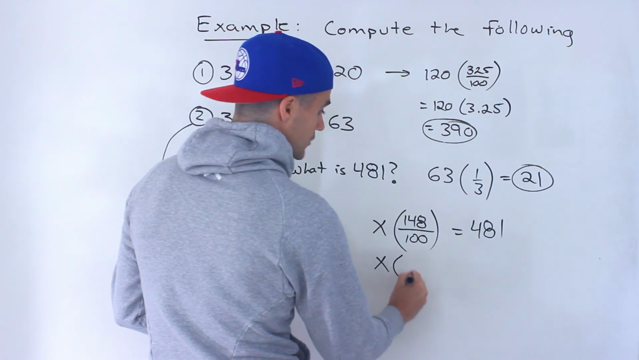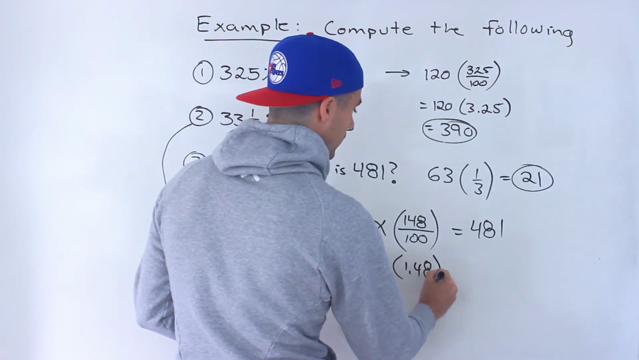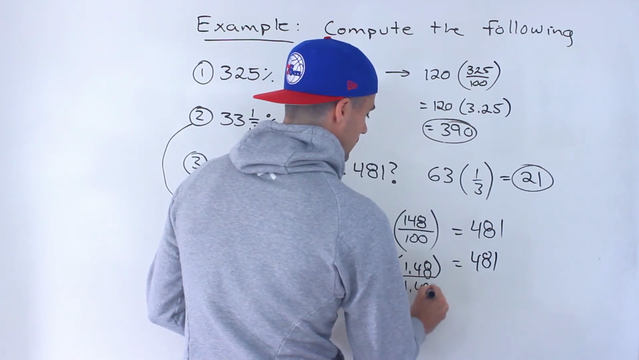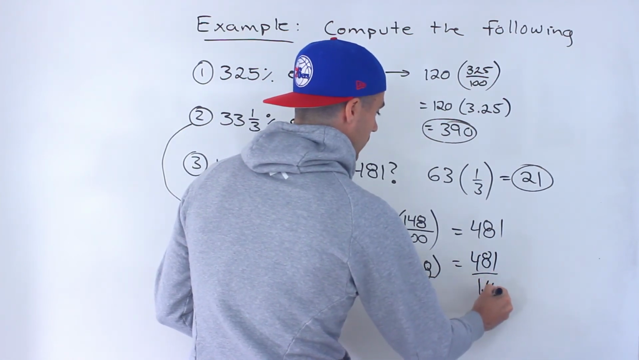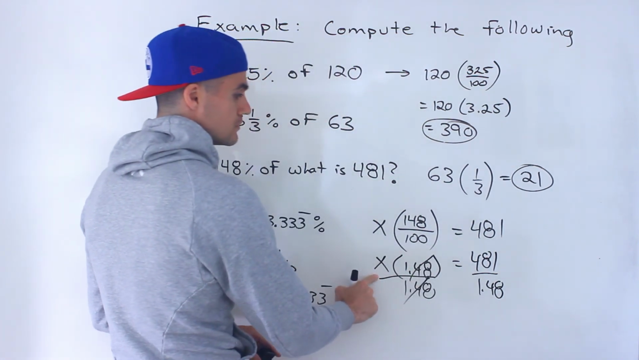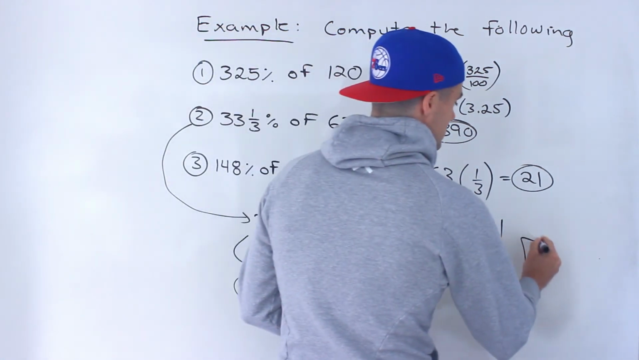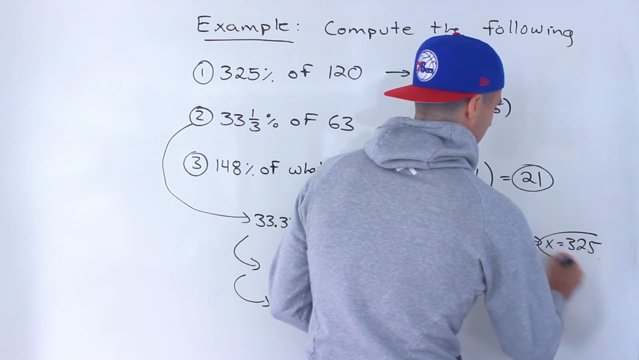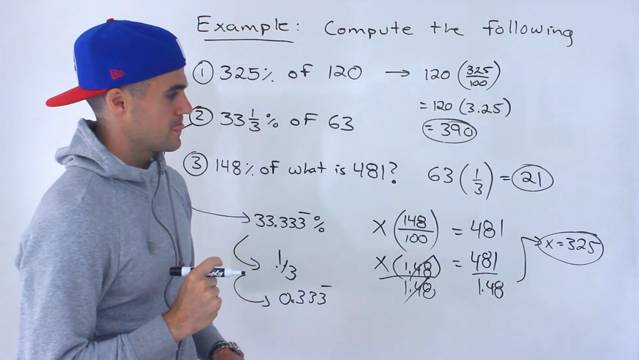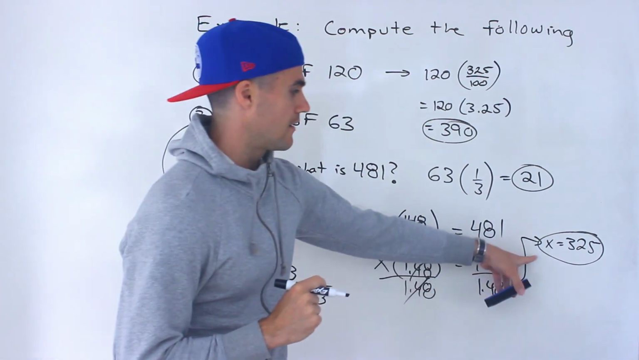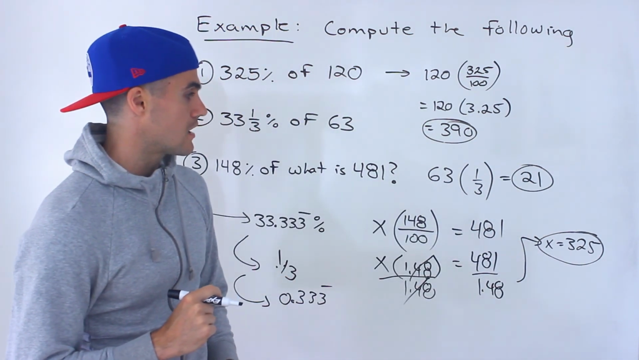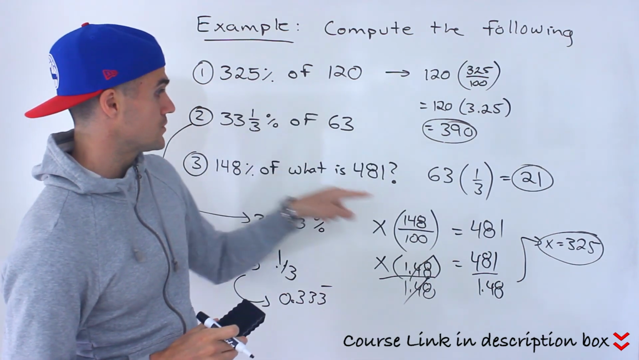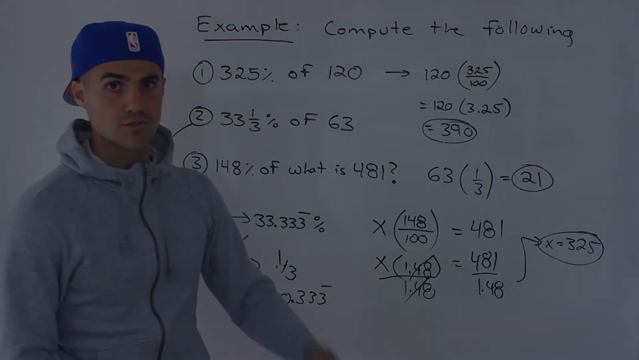So if we do the algebra here, we get 1.48 times x equals 481. And then what we can do is divide both sides by 1.48 to isolate x. That x is going to end up being 325. So that there ends up being the answer. So 390 is the answer to 1, 21 is the answer to 2, and then 325 is the answer to 3.